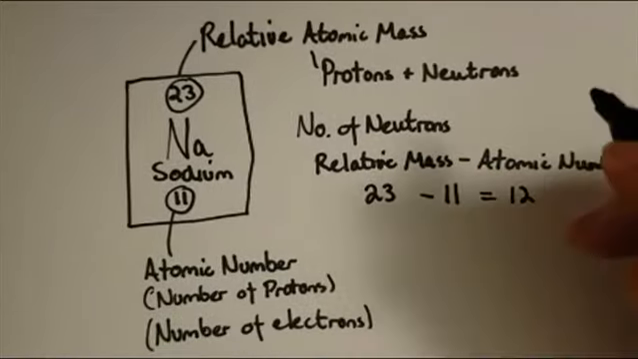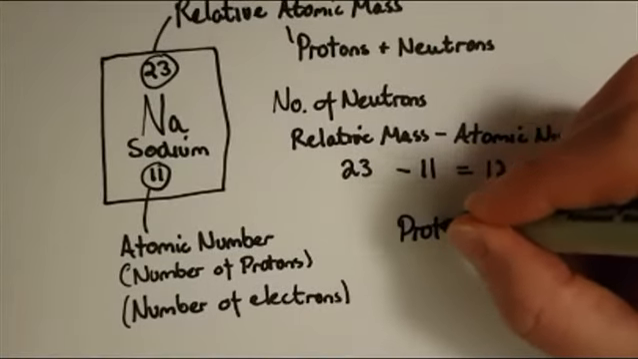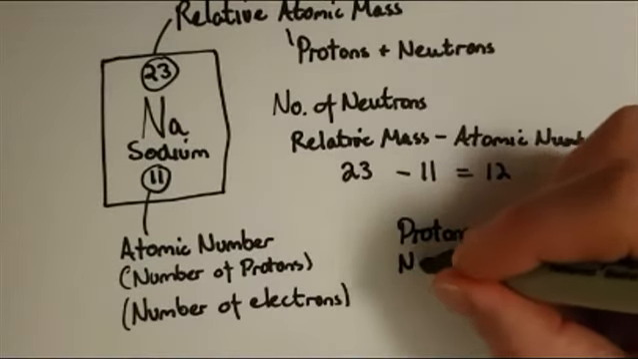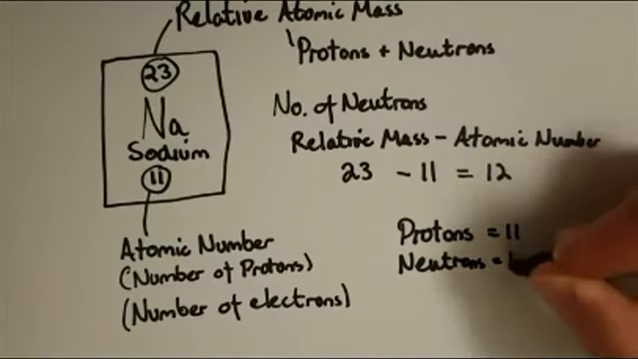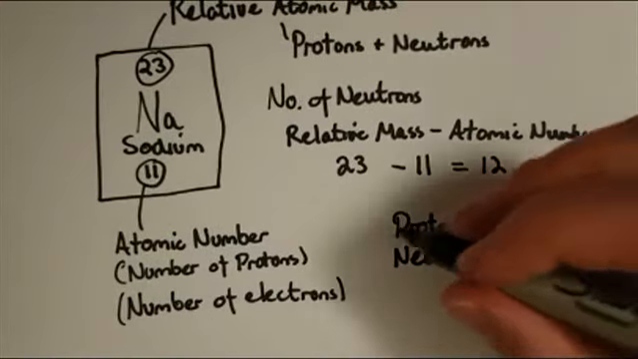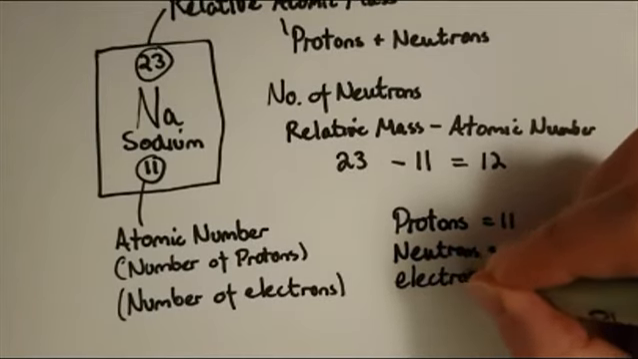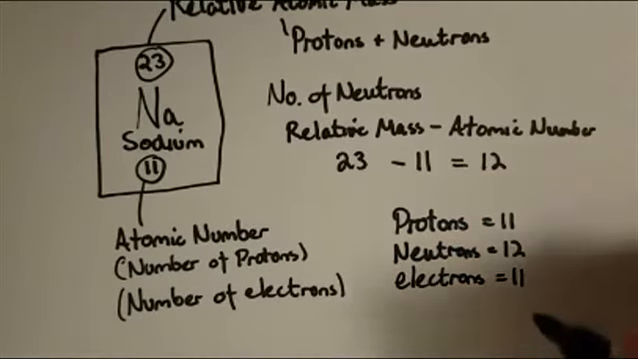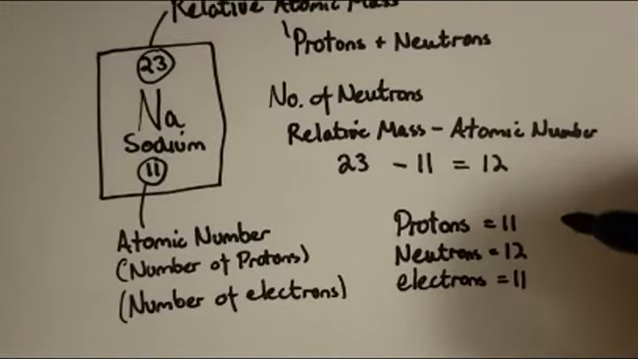So we can then say for sodium, we have 11 protons. We have 12 neutrons. Let's put that number from there. And we have 11 electrons, because our electrons and protons are equal, so the charges cancel each other out. And remember as well, our neutrons have no charge.